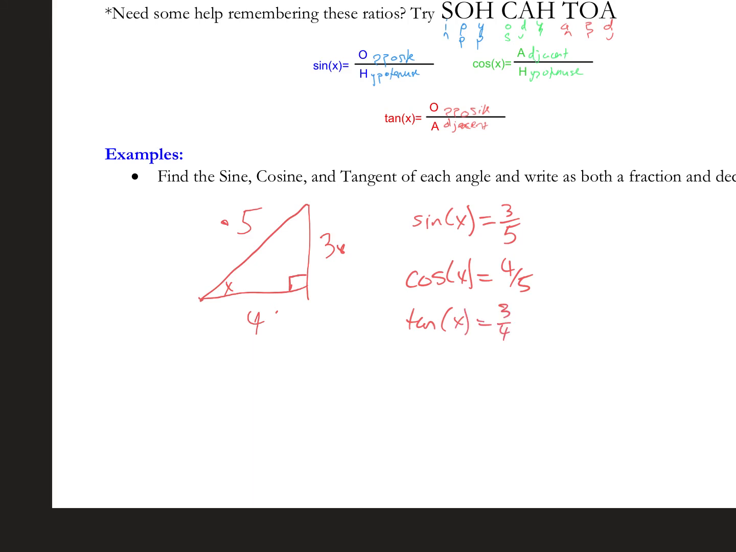Now I could call this other angle something else, like I could call this angle y. And what I would get is, sine of y would be, now my opposite is 4, my hypotenuse is 5. Cosine of y would be 3 over 5, and my tangent is equal to tangent of y. You always got to put the angle that you're talking about. Tangent of y would be 4 over 3. So there you have it, our first lesson on trig.